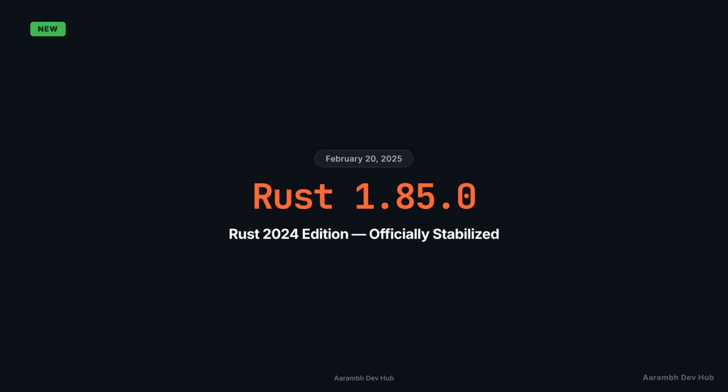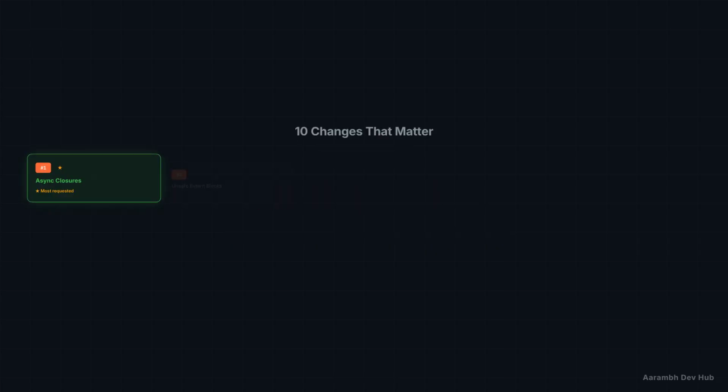On February 20, 2025, the Rust team released version 1.85.0, and alongside it, they officially stabilized the Rust 2024 edition. Editions are how Rust makes changes that would otherwise break backward compatibility. They are opt-in. Your existing Rust 2021 code keeps working exactly as before. You upgrade to 2024 when you are ready, and in most cases, cargo fix handles the migration automatically. But here is the thing.